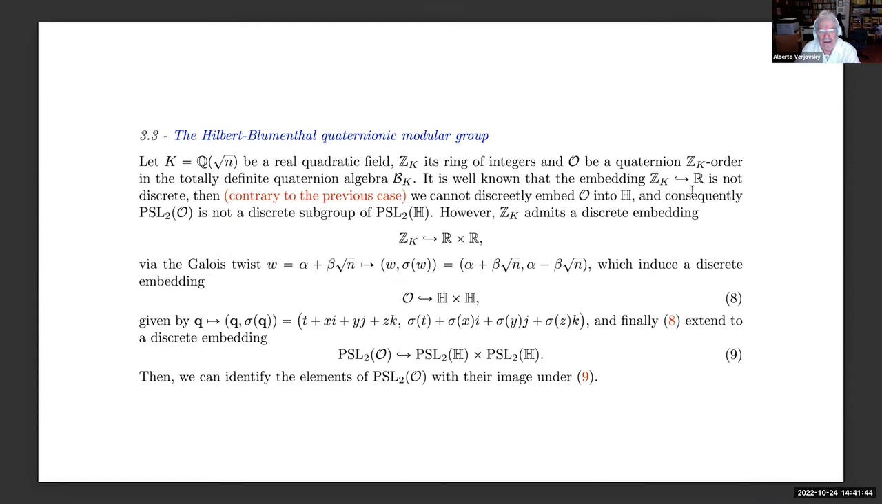Well, now let's see a little bit more. Consider now a quadratic field K, O_K its ring of integers, and a quaternion order of a totally definite quaternion algebra. So we take a quaternion algebra with base field this quadratic field, and we know that the embedding of the ring of integers is not discrete. In fact, the numbers are of the form m plus square root of n times m, if n is congruent to one mod four, and you see that by Kronecker, this is a dense subgroup. It relates a little bit with the talk by Ernesto because it's a quasi-lattice.